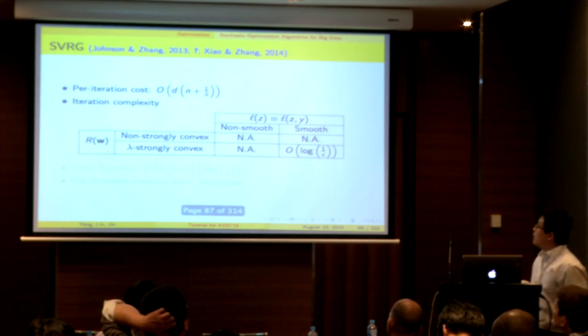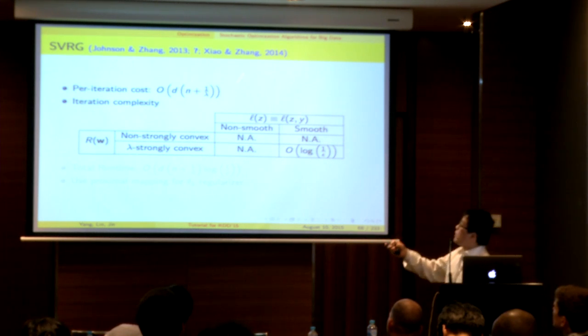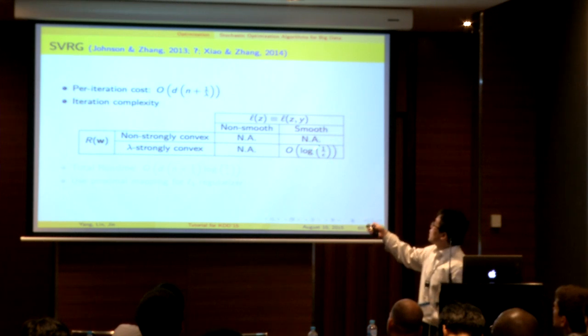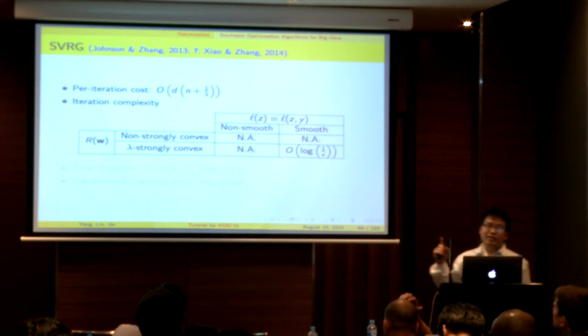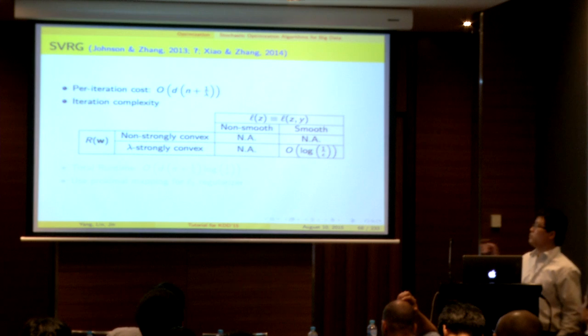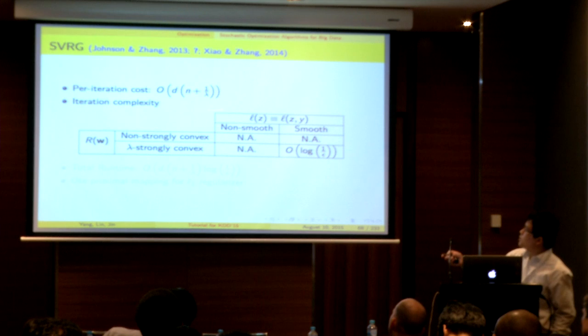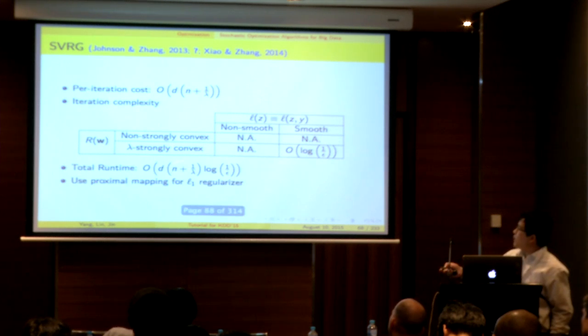And now let's talk about the nice thing about this property. It helps reduce the noise, so it does achieve log 1 over epsilon complexity. So this is better than the standard stochastic gradient, which is 1 over epsilon instead of log 1 over epsilon, right? And the per iteration cost is this much. If you multiply them together, this will give you the total runtime, okay?